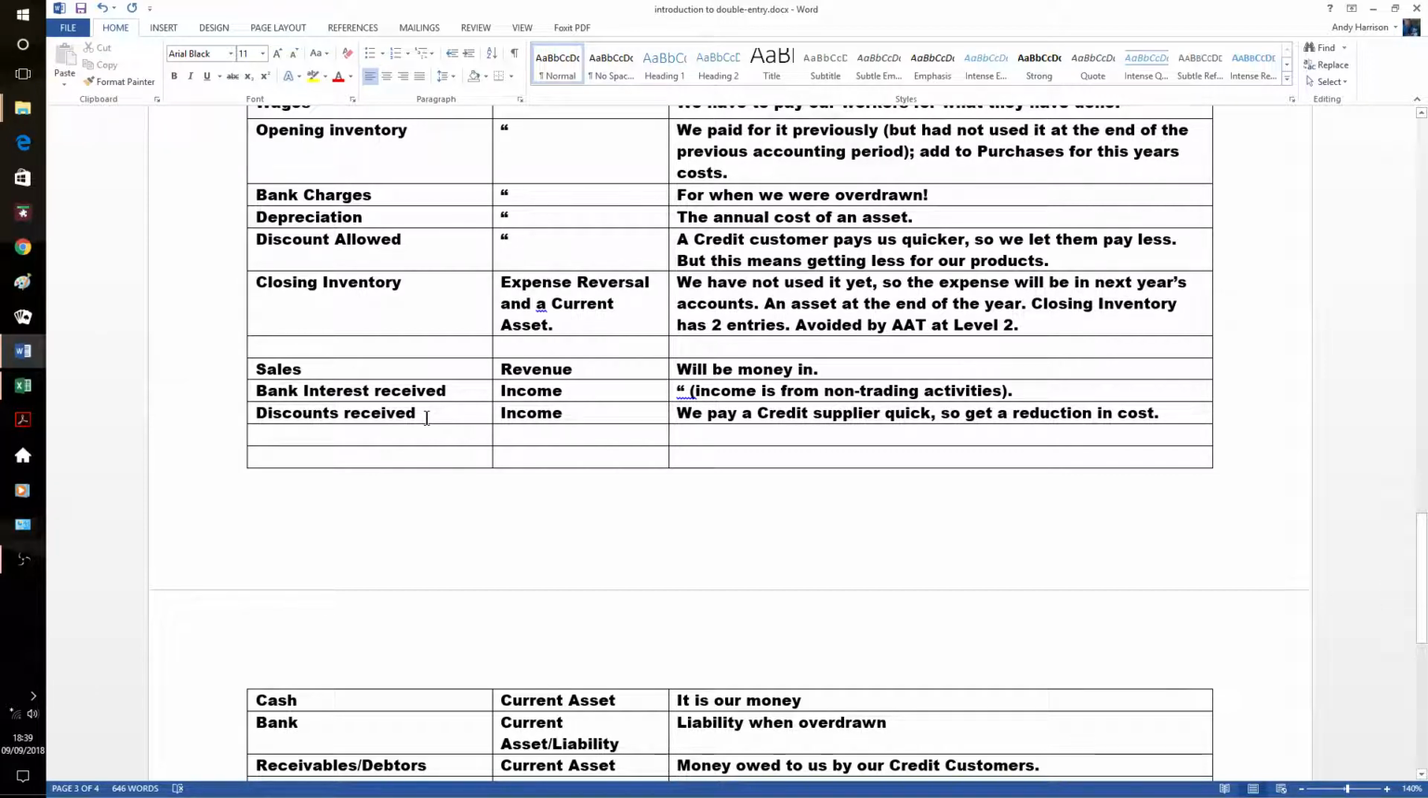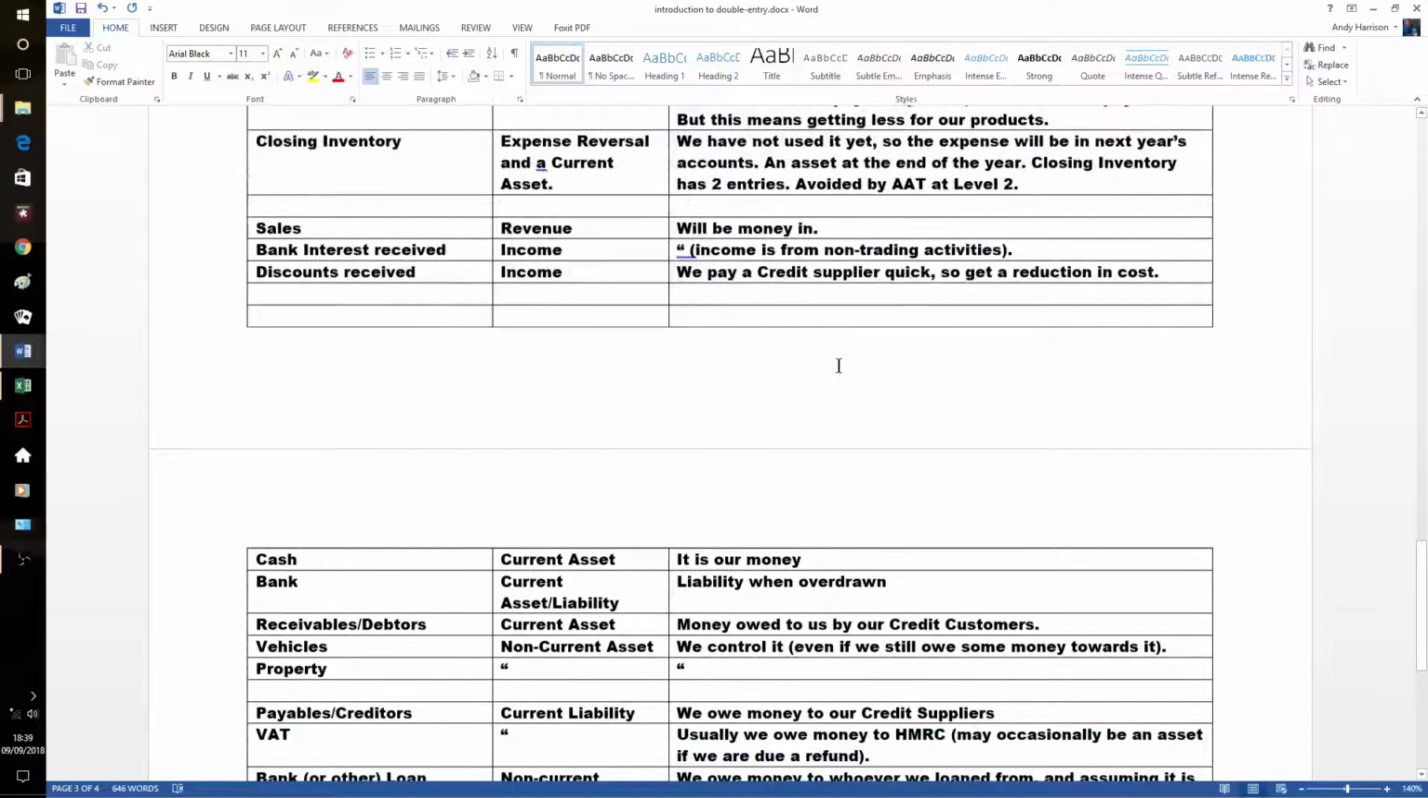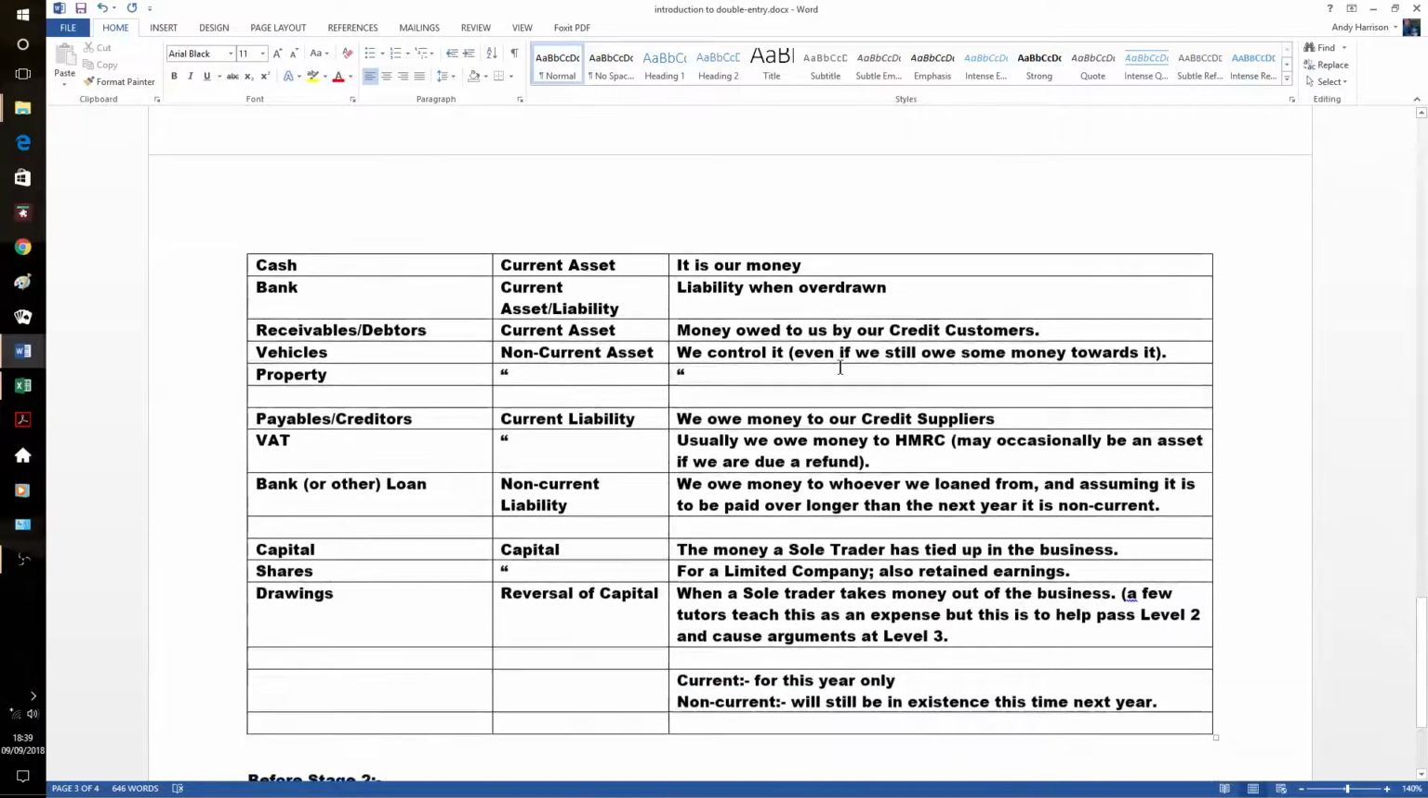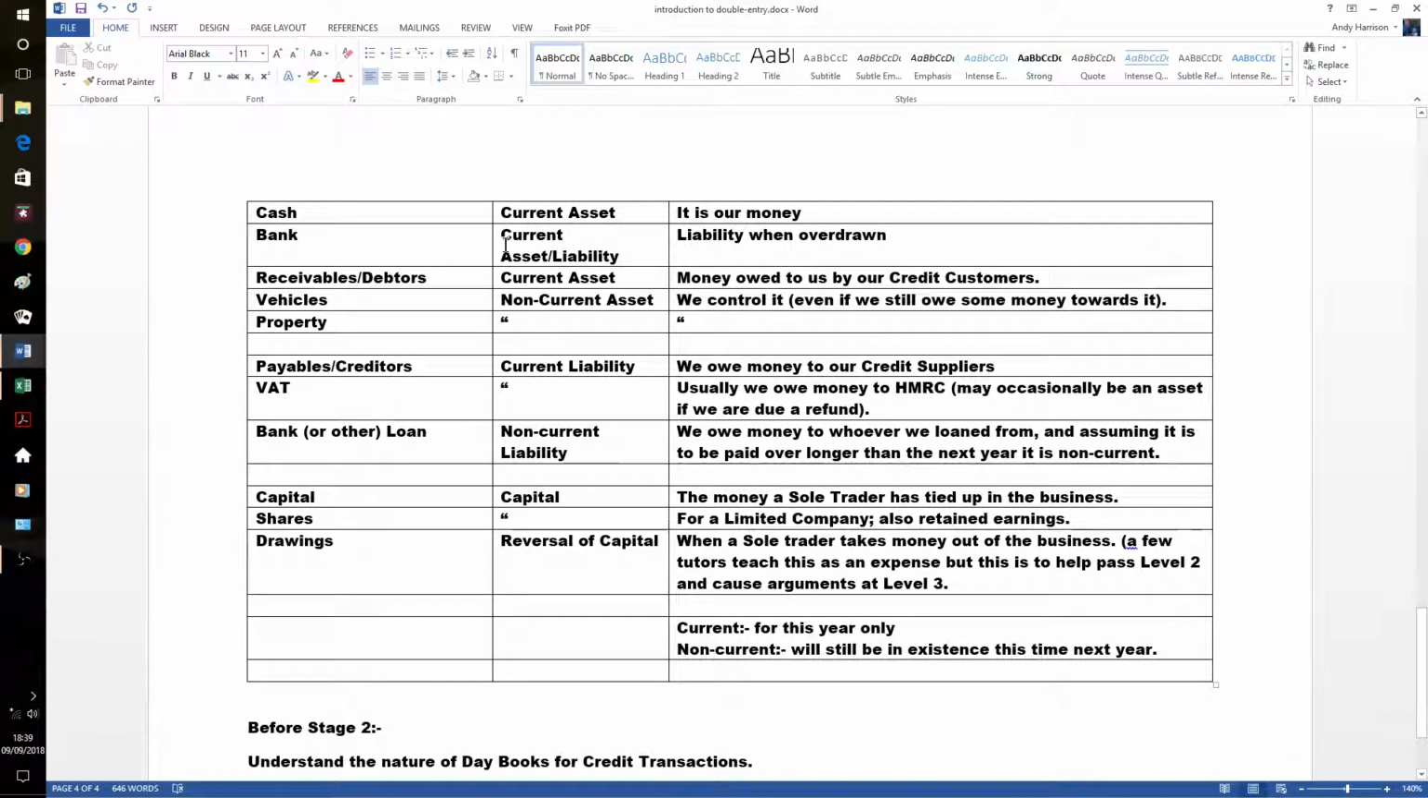This is where we pay somebody quickly, so we get a reduction in the cost, but it actually comes in as income, not revenue. Then we have a mixture of assets and liabilities. So current assets are short-term assets. We'll sell it or it'll change rapidly. Things like our inventory. And then non-current ones that will be there for a longer time. So we control these and we're going to use them to create value for the business to earn some money. So even though we might owe some money on our vehicle, we control it. We will have a liability account as well to show how much we owe.